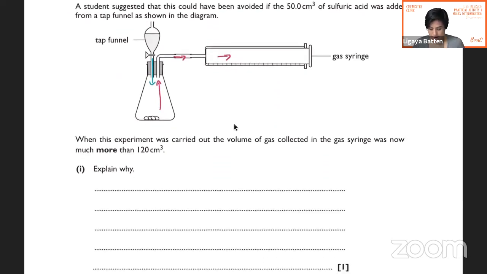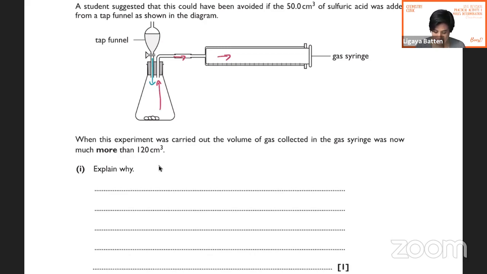When this experiment was carried out, the volume of gas collected in the gas syringe was now much more than 120 centimeters cubed. Can you explain why? So again, I'll give you a couple of seconds to think about this before I go through the answer. Okay, so again, these types of questions are trying to test your ability to evaluate what's going on in the practical, to see if you understand what's actually going on in the apparatus.